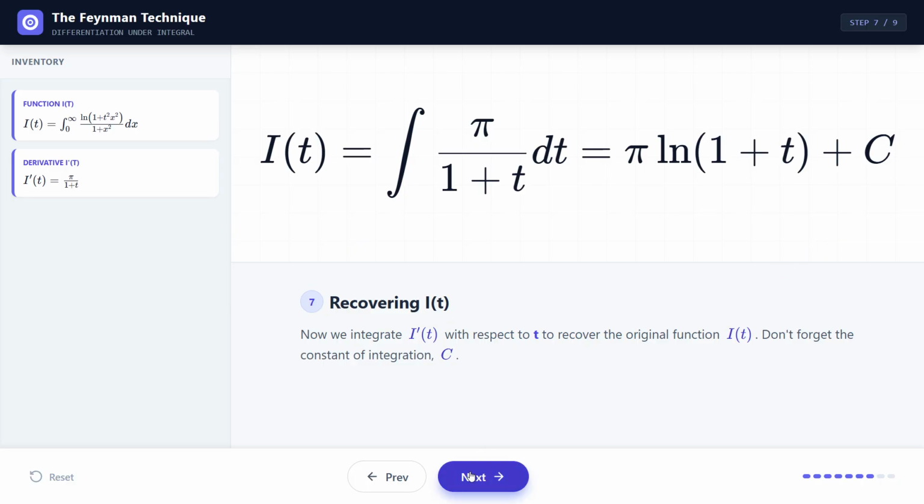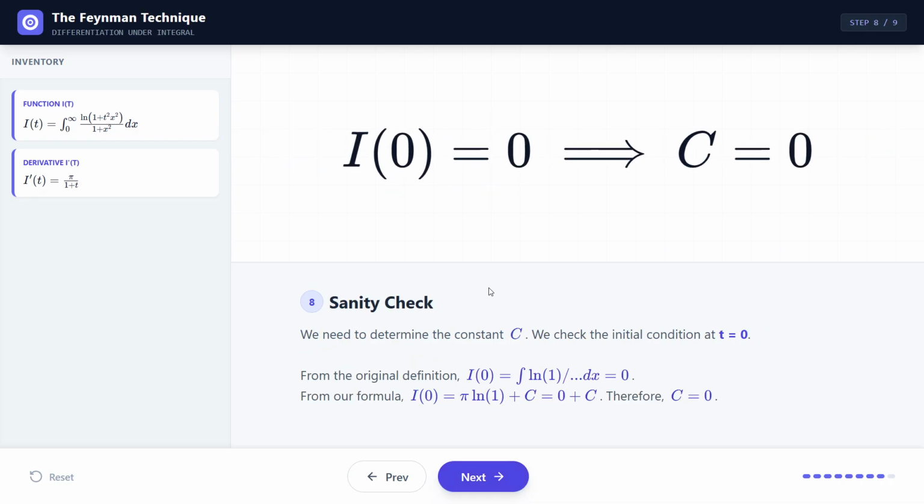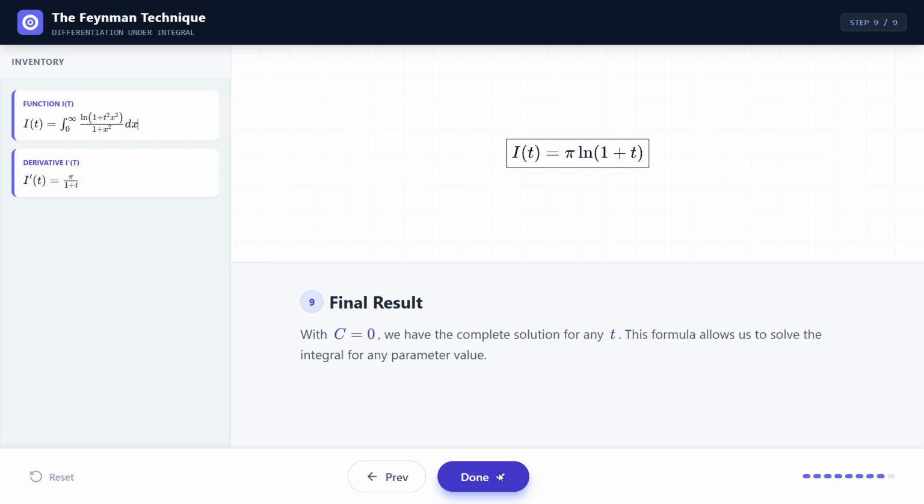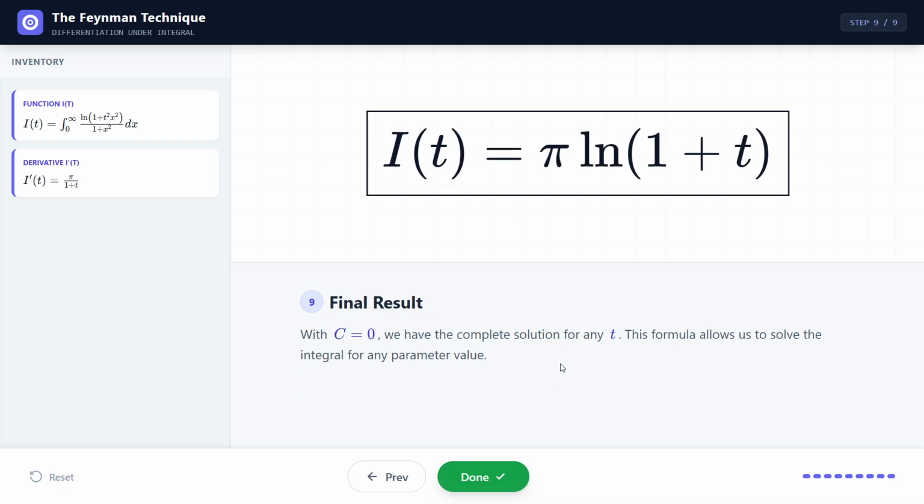Now we need to figure out our constant of integration. We can do that by realizing that I of 0 is equal to 0. You'll notice this is our I of t, and if we plug in 0 for t, the whole integral goes to 0. So we can determine from that that c has to be equal to 0, since our I of t was pi natural log of 1 plus t plus c. c is 0. So our final expression is pi natural log of 1 plus t.